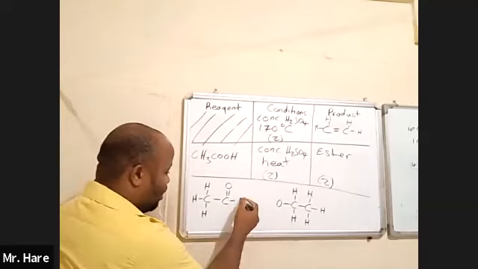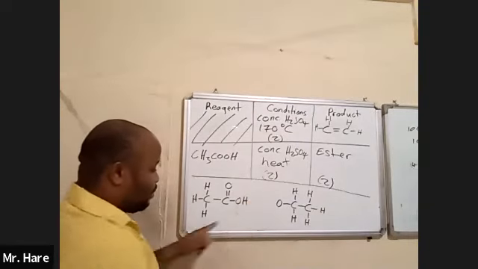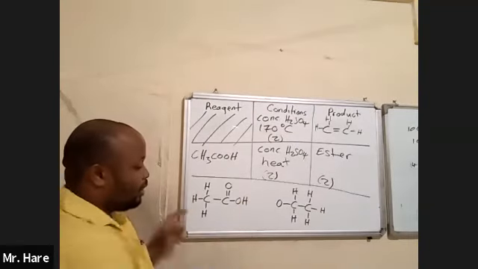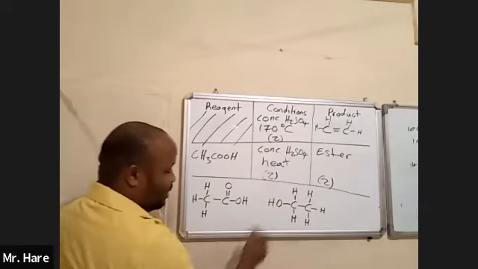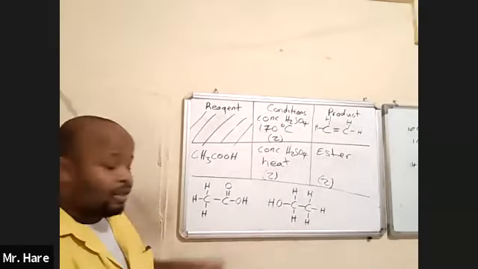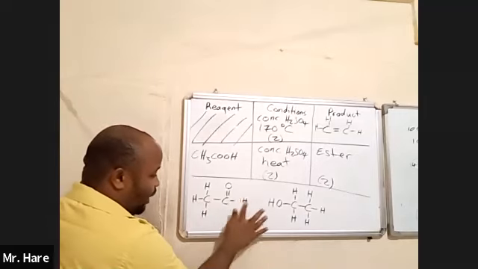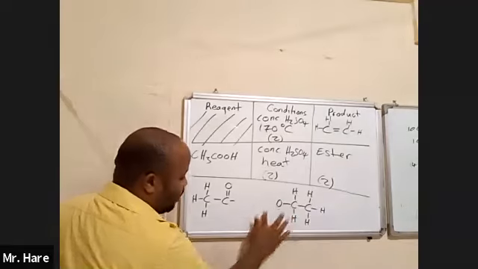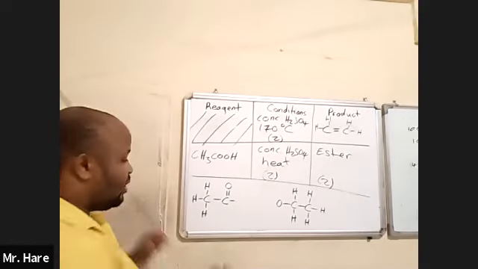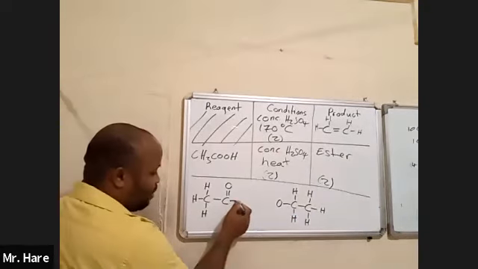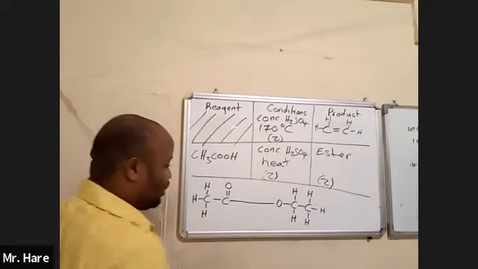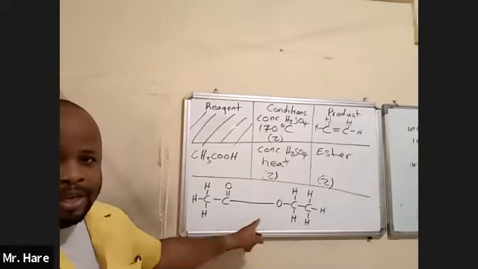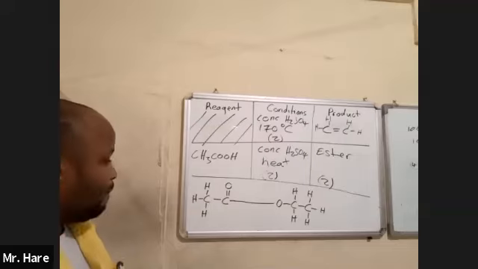So remember, you have the carboxylic acid with the OH group. You have the alcohol as well with OH. But we are removing the OH from the acid and the hydrogen from the alcohol. And then we're connecting the carbon to the oxygen. That is your ester.